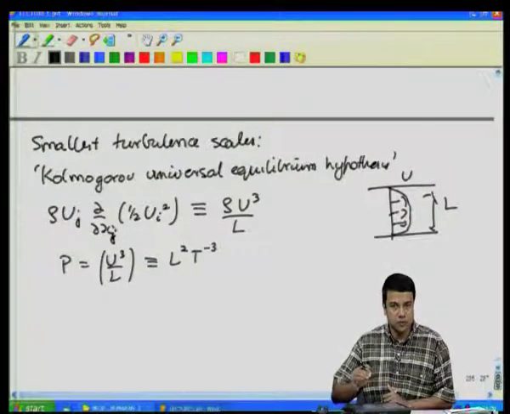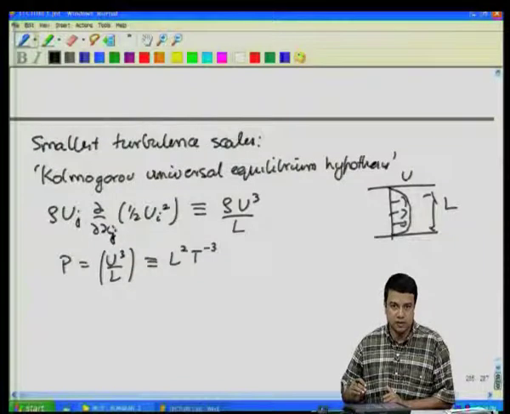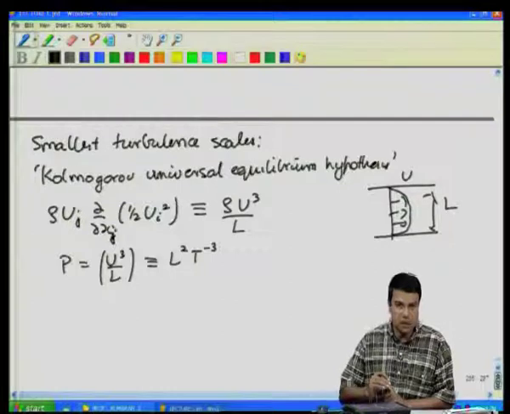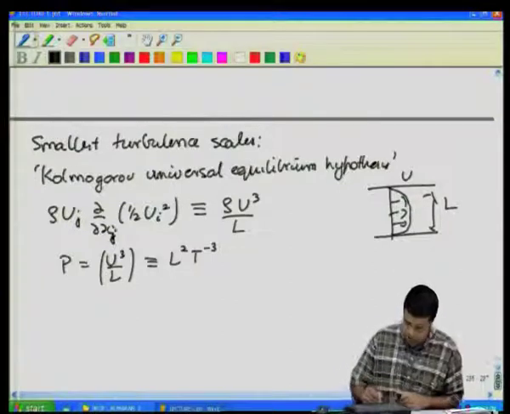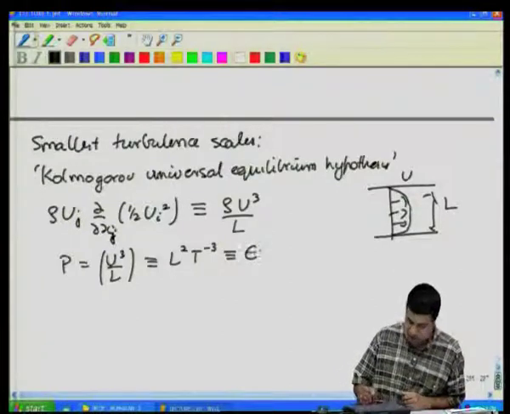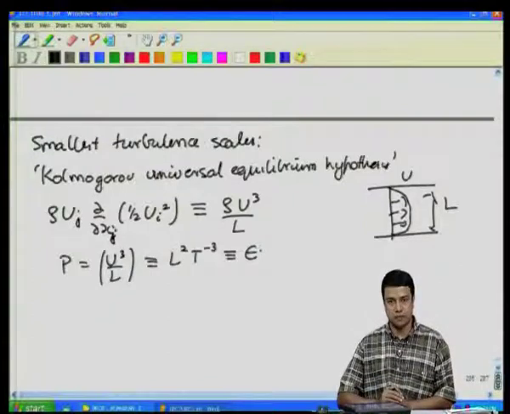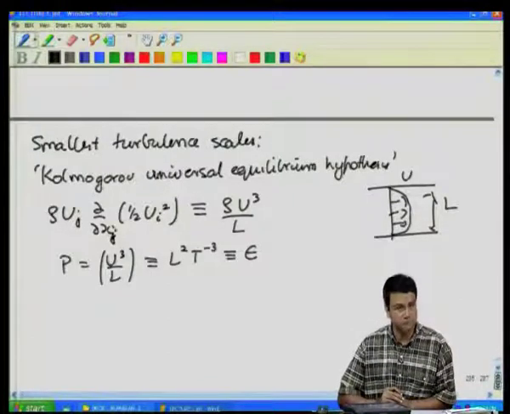This is the energy that goes down to the smallest eddies and gets dissipated. Clearly, the rate of production of energy in a flow at steady state has got to be equal to the rate of dissipation of energy in the flow. Epsilon is called the rate of dissipation of energy.